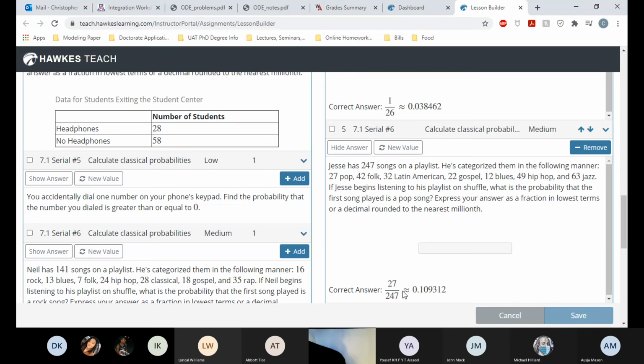But if you're not sure, then you can just pop this into the calculator, 27 divided by 247, and you'll get a decimal approximation from your calculator, and you'll round that to the nearest millionth. In other words, out 6 digits past the decimal point.